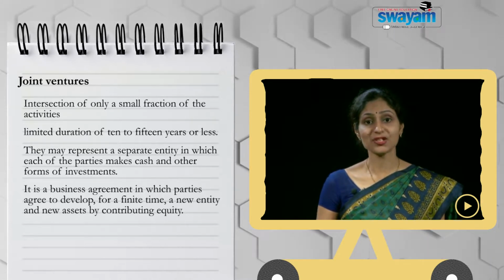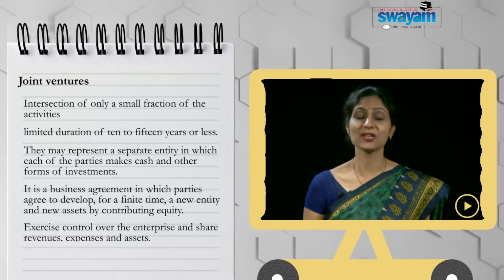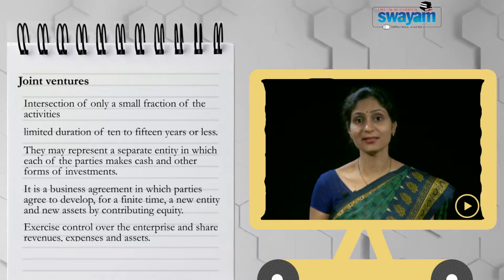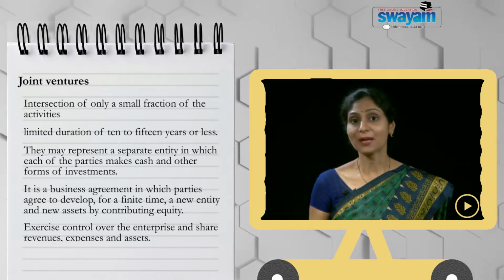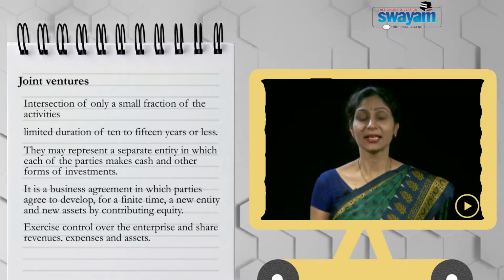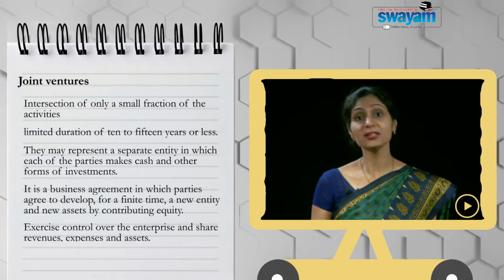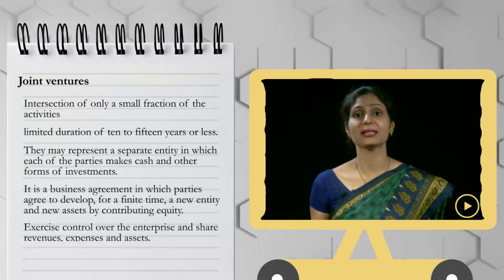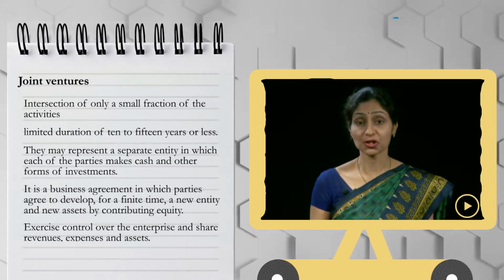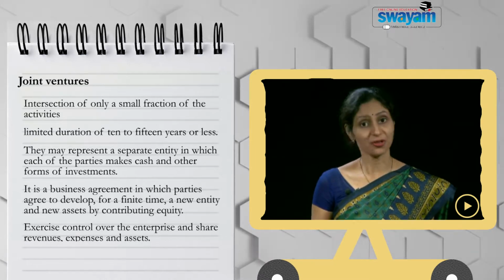In case of a joint venture, the companies exercise control over the enterprise and share revenues, share expenses and also share assets, and because of this sharing nature, they are known as joint ventures. They are together for a particular venture for a definite period of time, and once the venture is over, they go back to their same places. They are not merged, not amalgamated, or blended as in case of a merger or amalgamation.